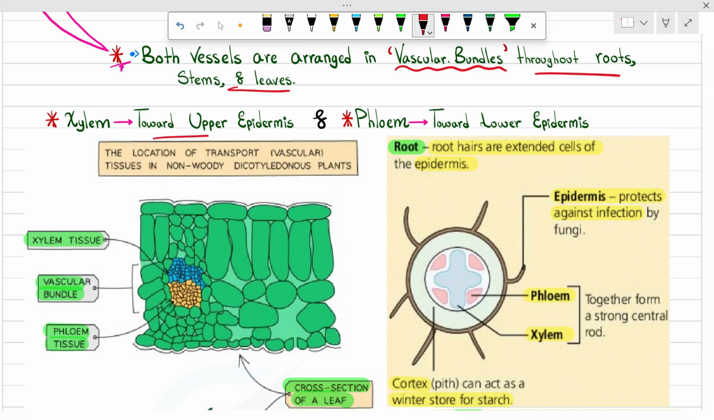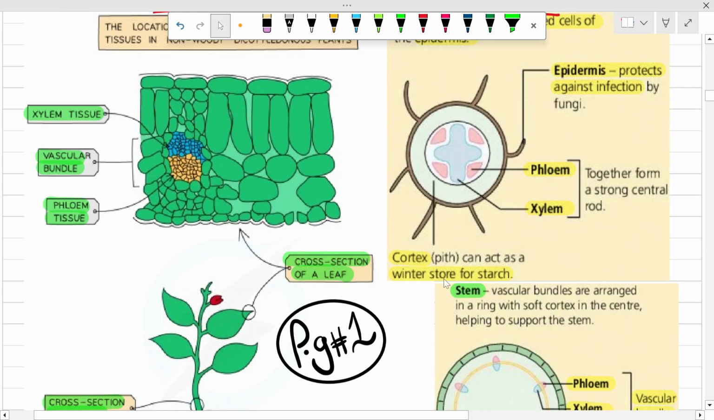Xylem is always towards the upper epidermis, and phloem is always towards the lower epidermis. Let's have a look at the diagram here. So this is a 2D diagram of the cross-section of a leaf. We've discussed the parts of the cross-section of a leaf before in the previous chapters: the palisade mesophyll, spongy mesophyll, air spaces, guard cells, stomata, etc. But here, all we need to focus on is the xylem vessel and vascular bundles. So this is the xylem vessel towards the upper epidermis, this is the phloem towards the lower epidermis, and the point at which they both meet, this is the vascular bundle.